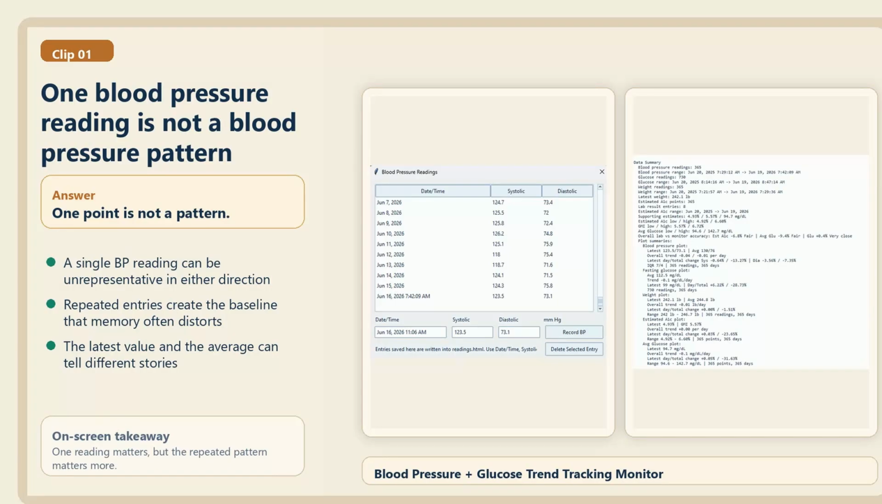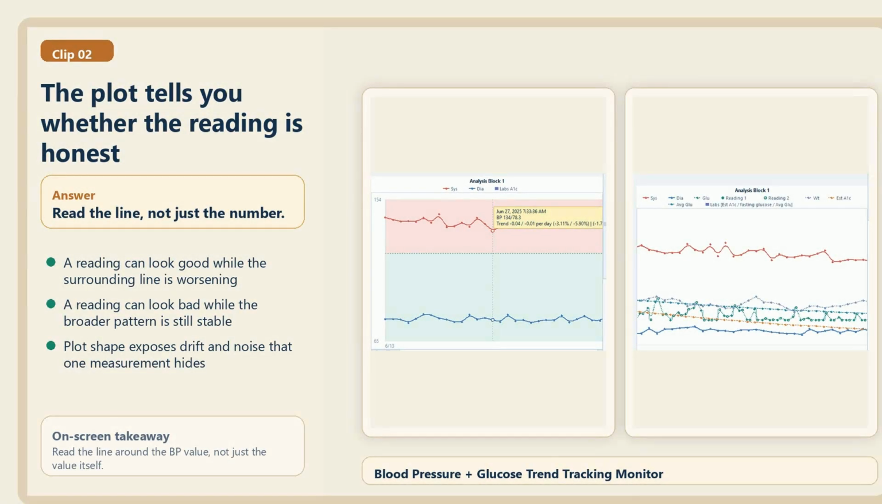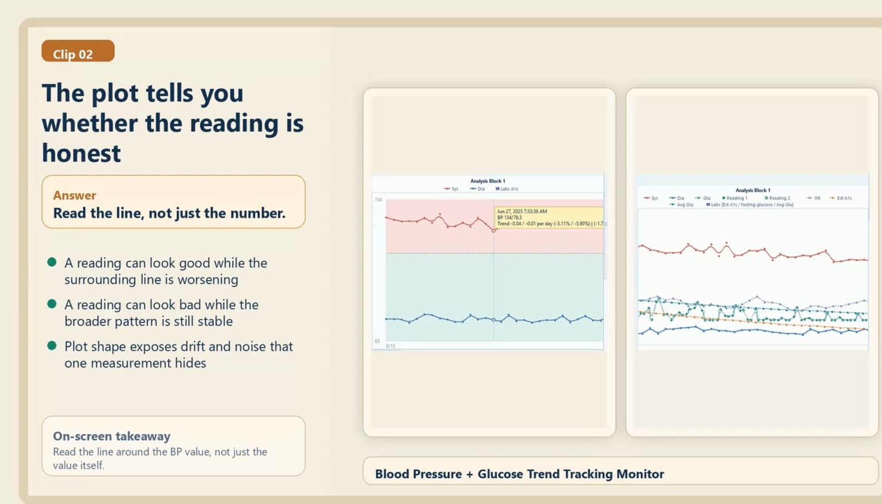The plot tells you whether the reading is honest. The blood pressure plot is the fastest way to see whether a reading fits the line around it. In the sample screen, you can inspect both systolic and diastolic values together and see whether the reading sits inside a stable range, a drifting range, or a choppy stretch that should not be overinterpreted. That matters because a decent reading at the end of a worsening line can feel falsely reassuring, and one rough reading in an otherwise stable pattern can feel more dangerous than it is. The plot makes that context visible.